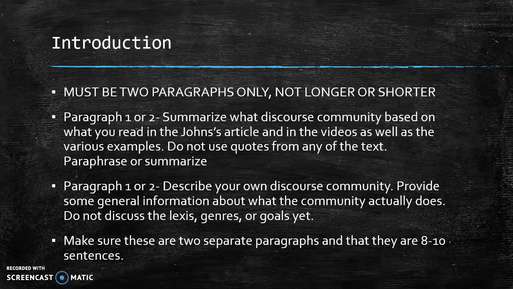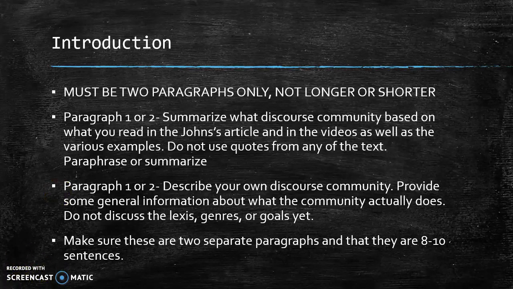And then in paragraph 1 or 2, describe your own discourse community. Provide some general information about what the community actually does. Do not discuss the lexes, genres, or goals yet. In this particular section, you are merely reviewing this particular discourse community. You're just giving us some details. Make sure these are 2 separate paragraphs and that they are 8 to 10 sentences long. Each paragraph must be 8 to 10 sentences long. It doesn't matter which order you write these in, but you do have to be careful about what you're talking about in each paragraph.